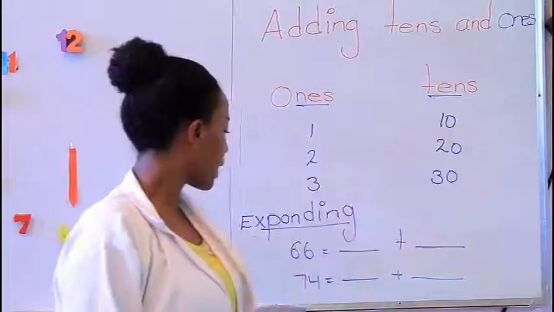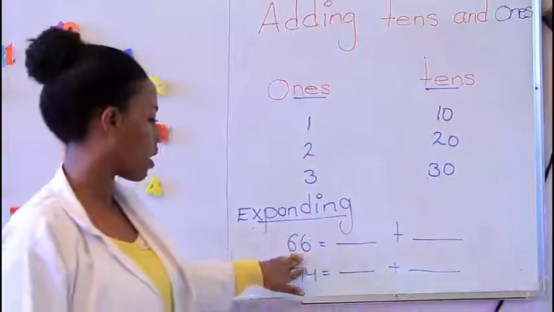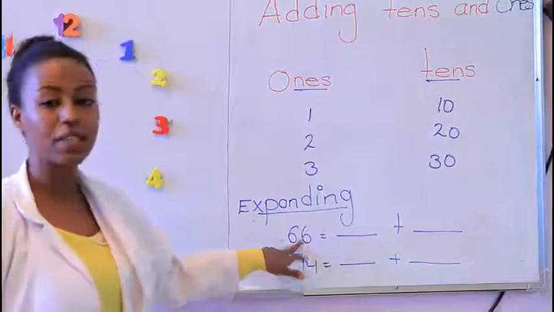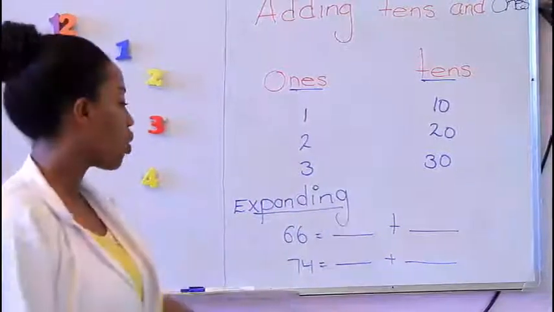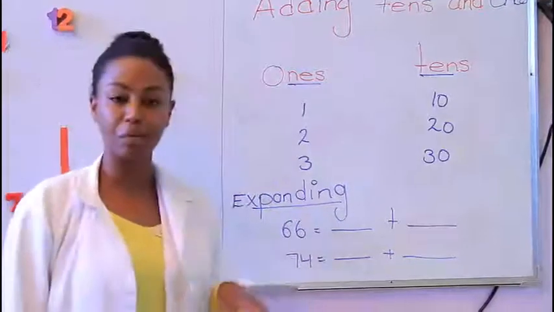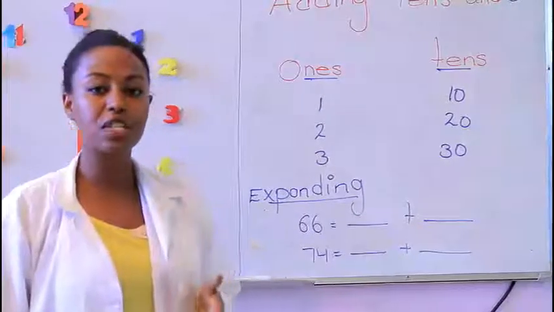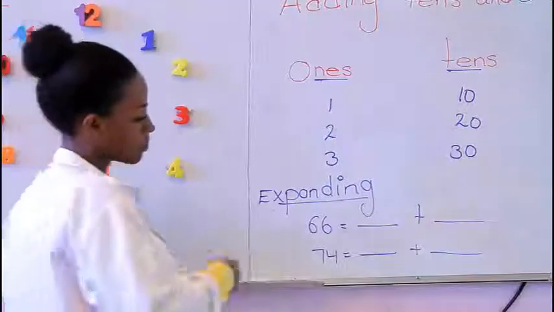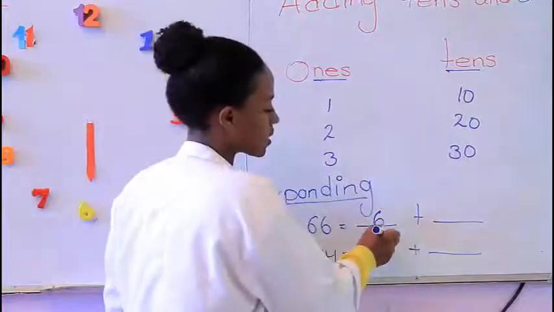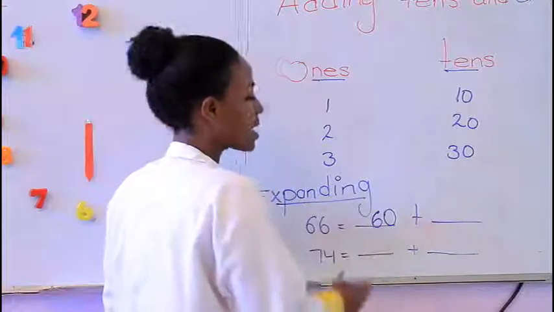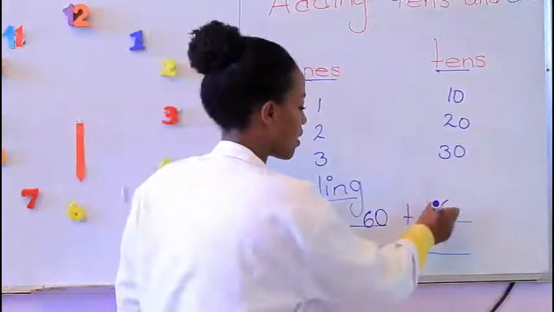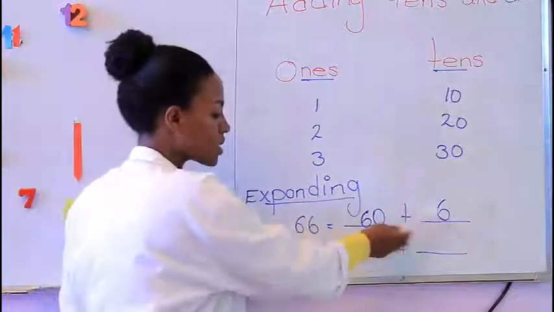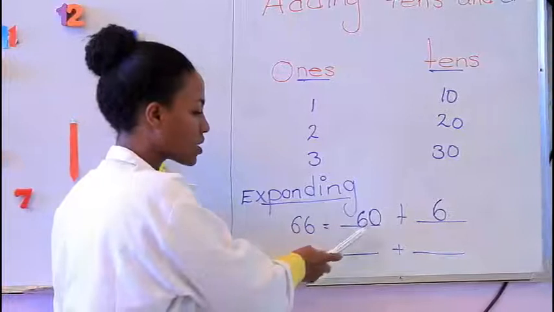Okay, what do you see here? This number is 66. What do we call it? 66. So when you say the name of the number 66, first you say 60 and then 6. So I will write that one. 60 is 60, and 6 is the one-digit number. So this one is the ones number, and this one is the tens number.